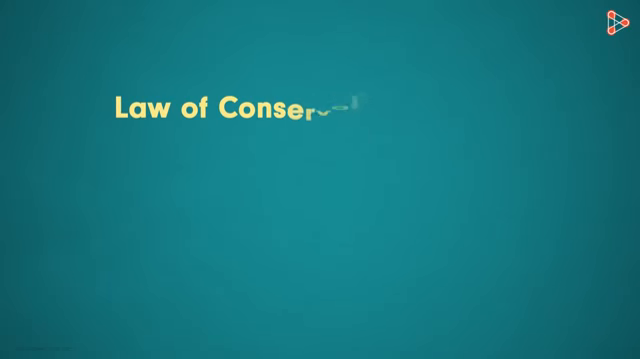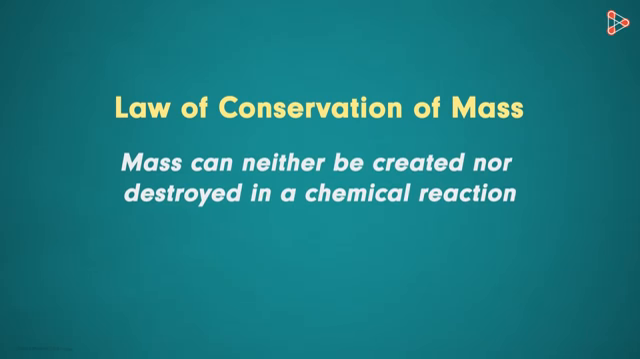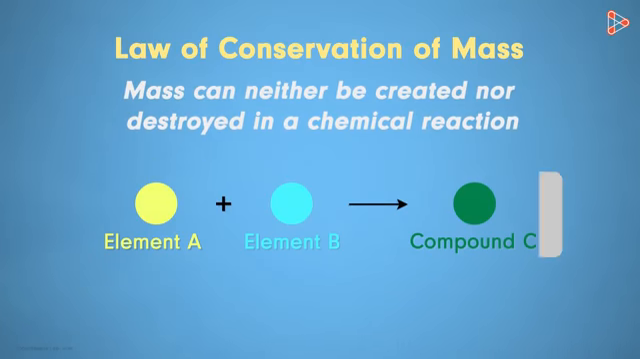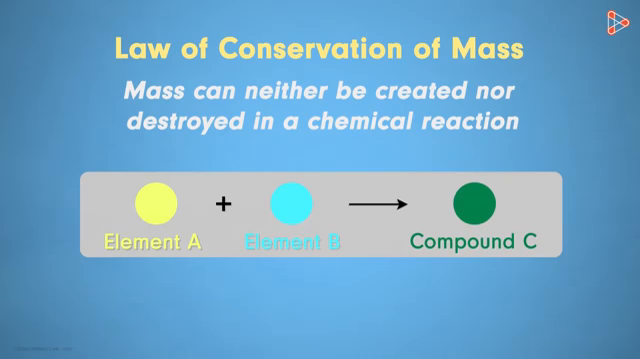Antoine Lavoisier put forth the law of conservation of mass, and do you know what it tells us? It states that mass can neither be created nor destroyed in a chemical reaction. He explained this law by saying that matter is formed from the pre-existing matter, and the mass of the newly formed matter will be the same as that of the pre-existing matter. We can neither create new matter nor destroy the existing matter.